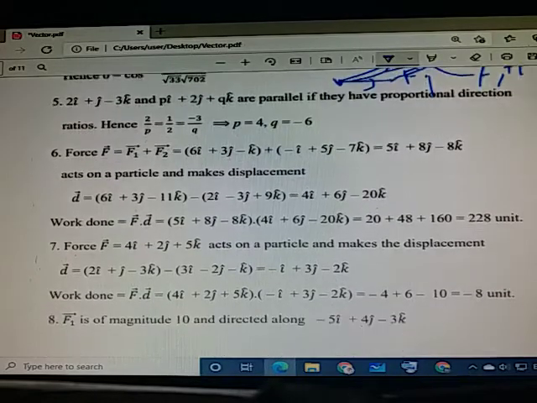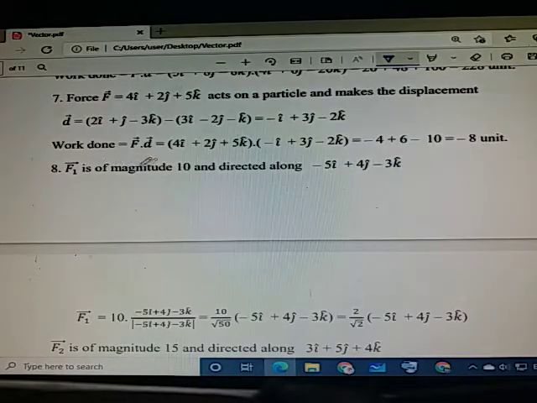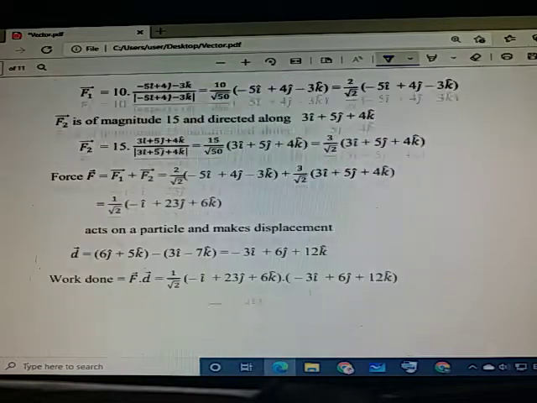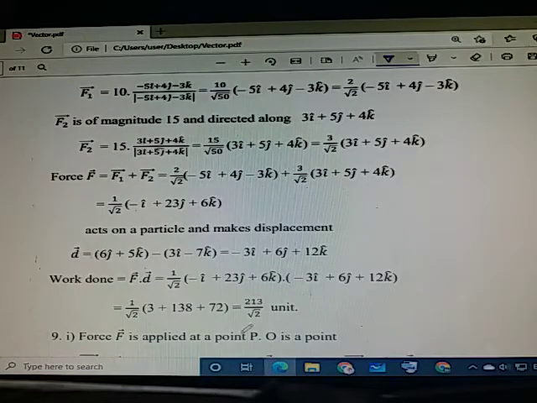And number 8, you see a force of magnitude 10. So you have to find a force in this direction. Find a unit vector along this, then multiply by 10 and you will have the vector F1. Similarly you will have another force F2, and they are acting.